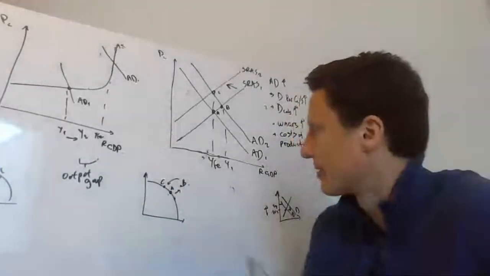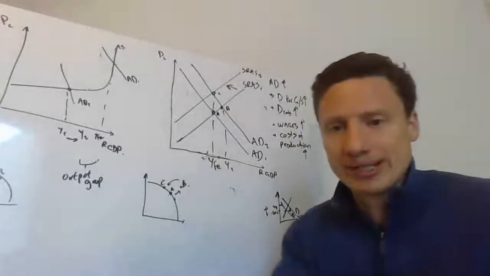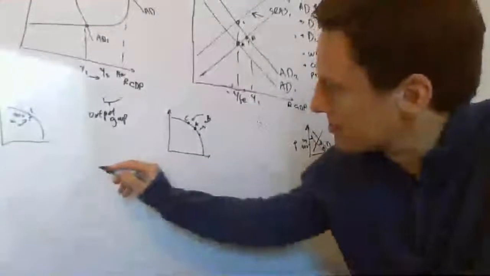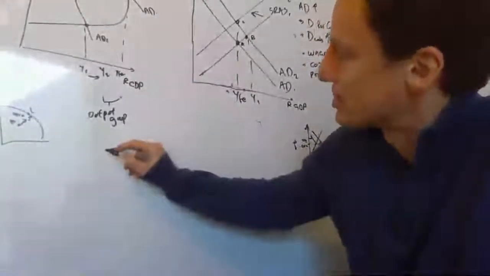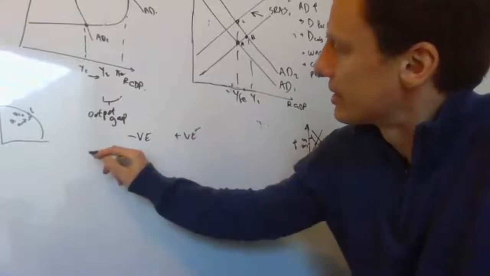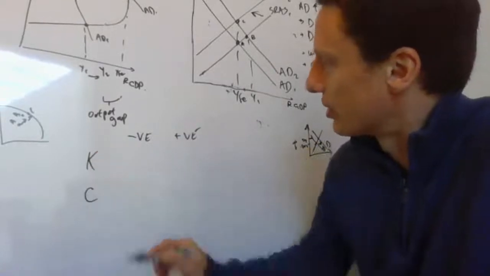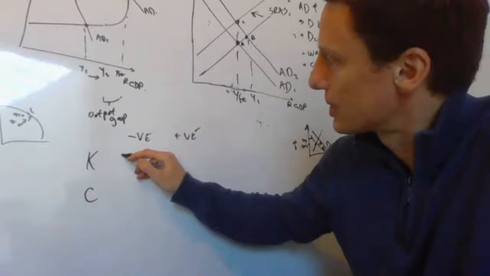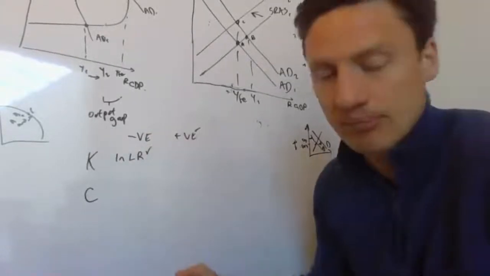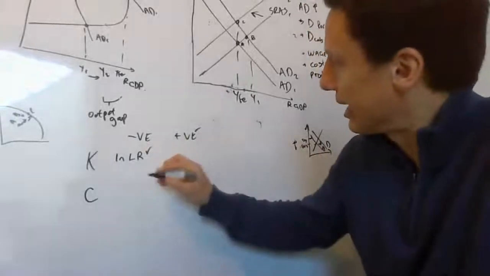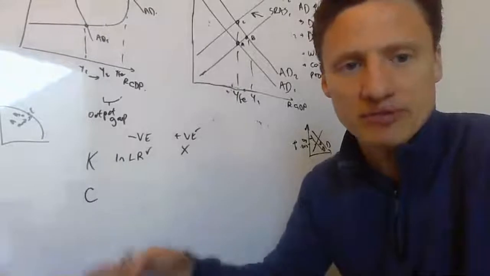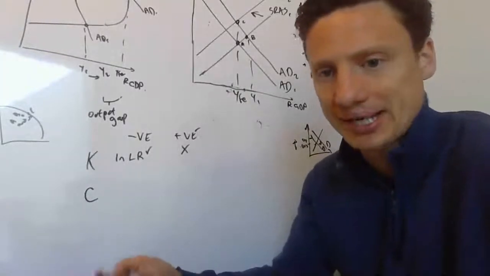A positive output gap. So hopefully that's all made sense. And if it doesn't, rewind, have another look at it. But ultimately, what did we learn about output gaps? Negative, positive, Keynesian, classical. In the Keynesian world, you can have a negative output gap in the long run. It's acceptable. But in the Keynesian world, positive output gaps do not exist because you can never go past the PPF. You can never go past the vertical point of the Keynesian AS curve.